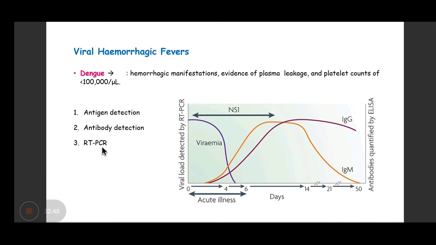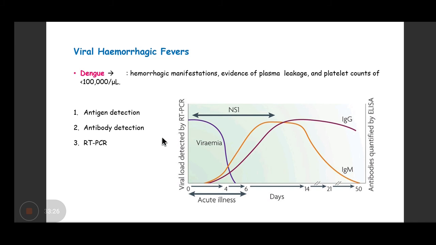And you can also prescribe RT-PCR, and that also in the initial days, because as soon as the antibody starts appearing, the viremia phase is over, and you will not be able to detect virus in blood, right? So you will either prescribe NS1 antigen test or IgM antibody test in the initial 5 days, NS1 antigen test in the earlier days, IgM antibody test in later days, or if you can prescribe both of them, then it is better.